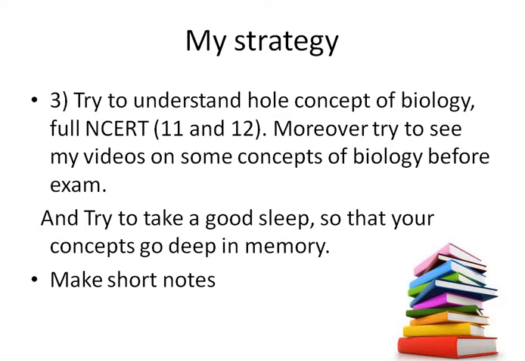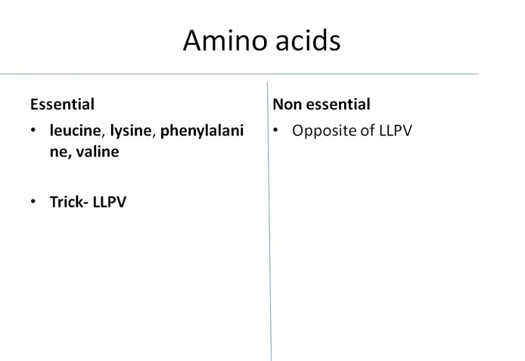And I want to say that you should make short notes. I'll explain how to make short notes. See here, I had made a trick for chemistry, amino acids. They'll be asking which is a non-essential amino acid. So for that you must know which are essential. There is a trick I have mentioned, LLPV. LLPV means leucine, lysine, phenylalanine and valine. So if they ask which is a non-essential amino acid, you can easily say, except the essential amino acids, the non-essential one may be aniline. This much.